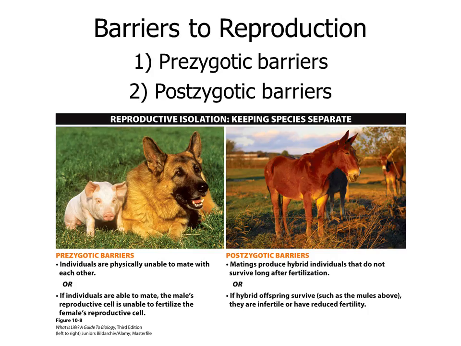So what are the barriers to reproduction that keep species from interbreeding? We have prezygotic and postzygotic barriers. You should know this.